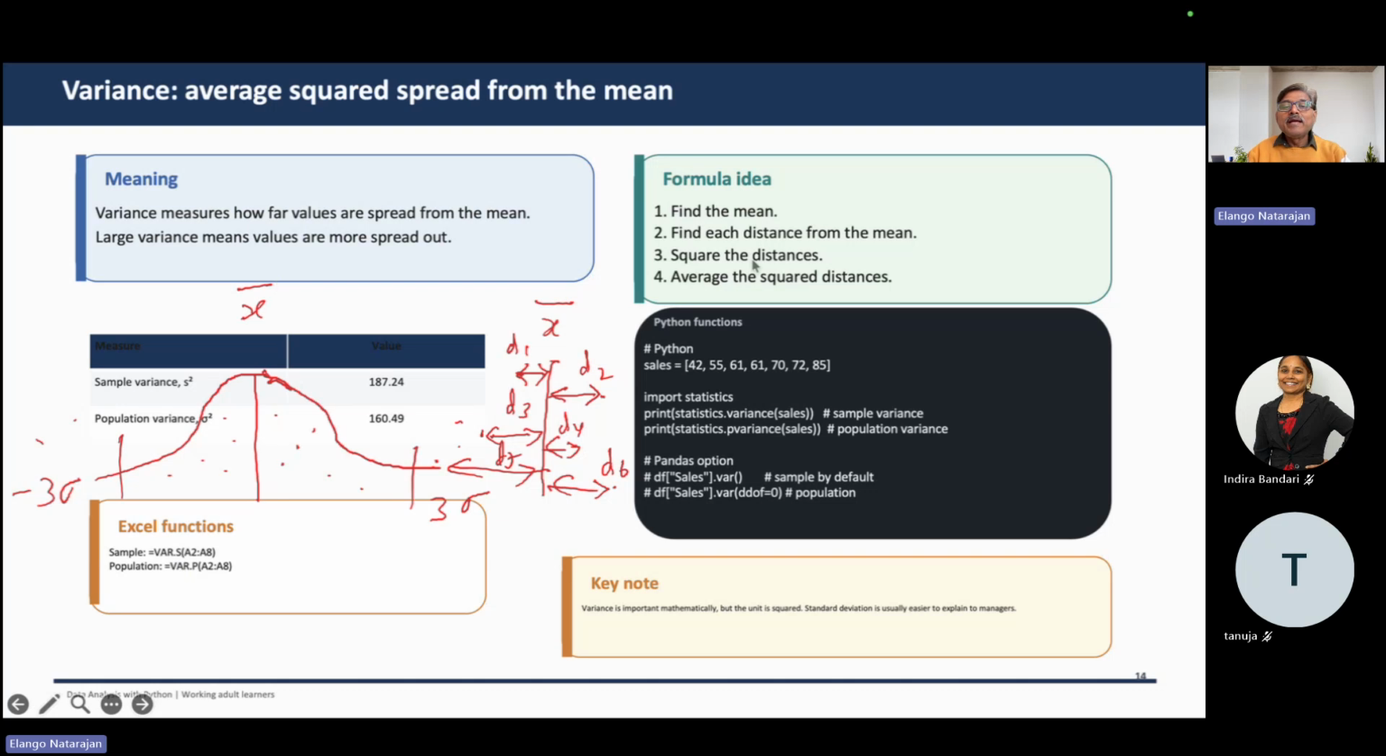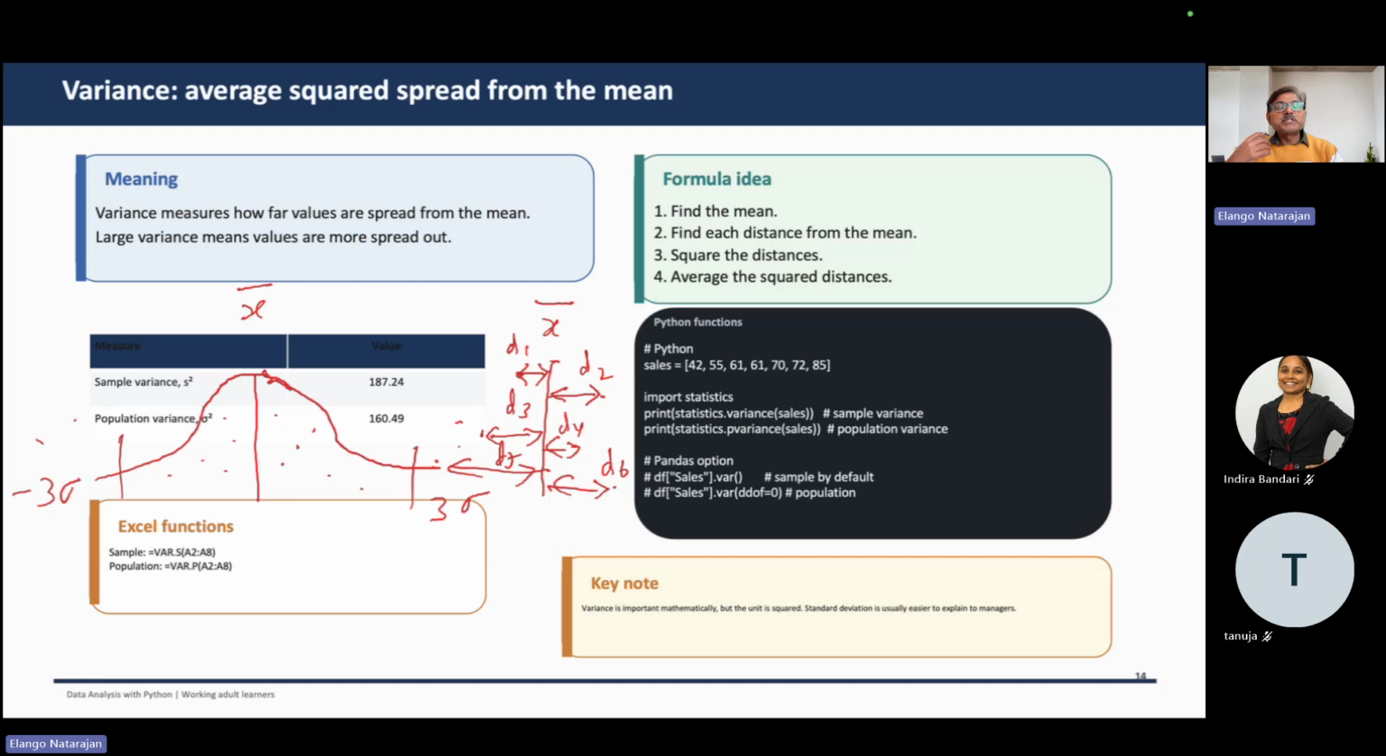In the same way, in Python, you can use statistics.variance or statistics.pvariance. pvariance is referring to population variance, and the other is referring to sample variance. So you can use either of these functions to find the variance of your data. This is mathematically very important because you are squaring the distance.